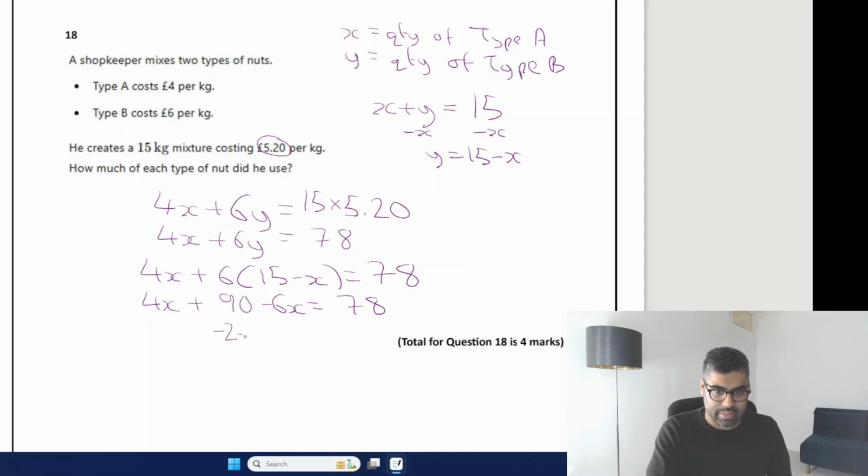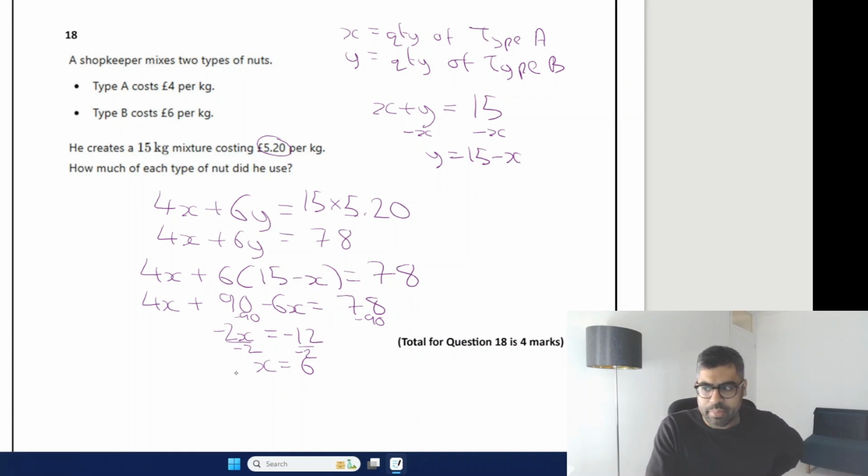minus 2x. Then we're going to do minus 90 to both sides here. 78 minus 90 is going to give us minus 12. And then we just divide by, or divide by minus 2 rather, x equals 6. So we've already got type A, right? Which is our quantity of type A. We know it's going to be 6 kilograms.